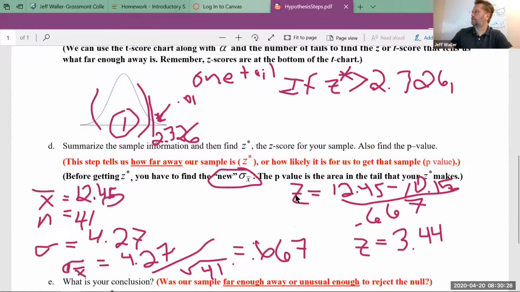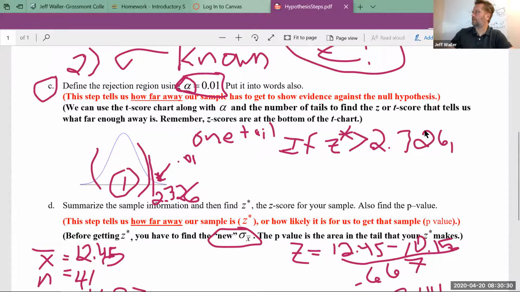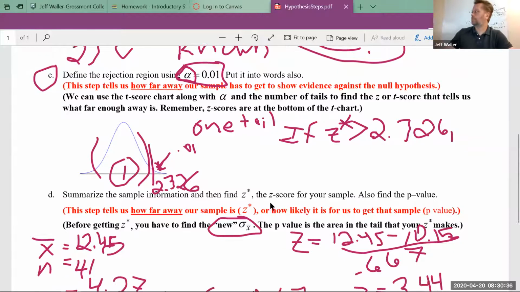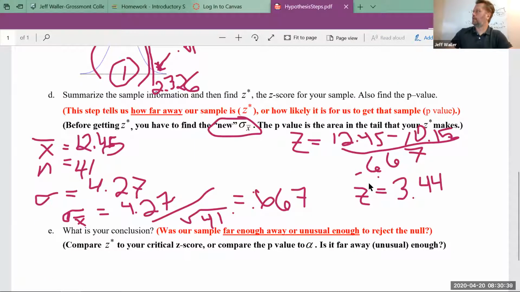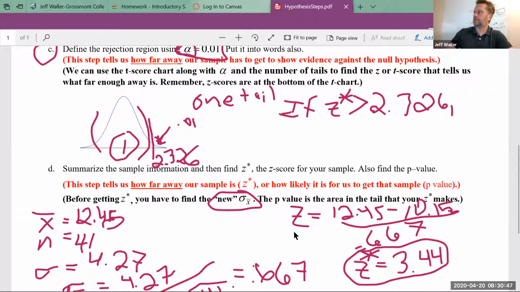Oh, I forgot to do something up here. I forgot to finish this. So right now, this is what I call Z star. And the only reason I do that is because I want to differentiate it from this z-score. There's a z-score, there's a z-score. So I call Z star my z-score, the one that I get from my sample.